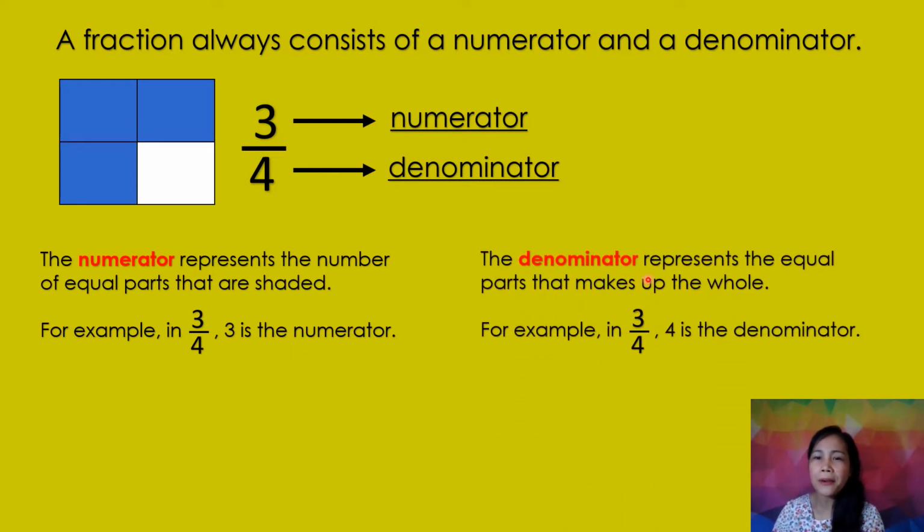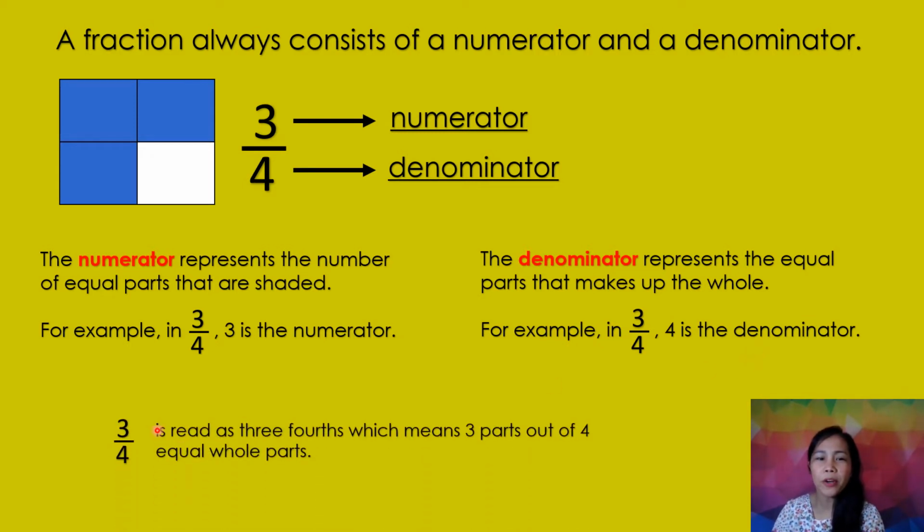The denominator represents the equal parts that make up the whole thing, okay? So 4 is the denominator. You are going to read it as 3/4, which means 3 parts out of the 4 equal parts. Do you understand, students?